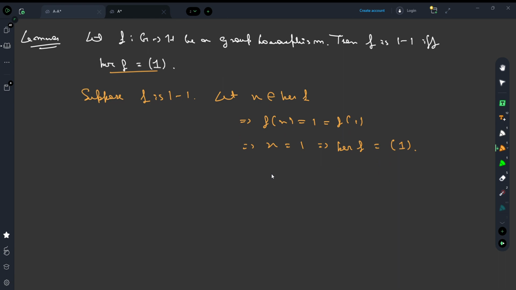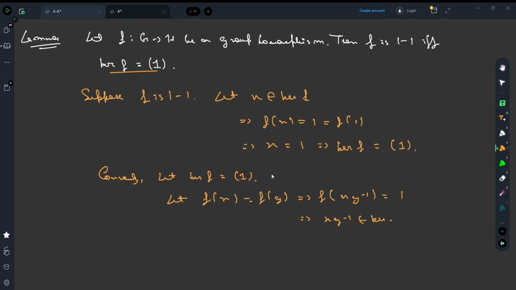Conversely, let the kernel of f be the trivial group, and we're going to show that f is one-one. So let f(x) be equal to f(y), but this implies f(xy inverse) is equal to 1 by properties of homomorphism. But this means xy inverse is in the kernel of f. But the kernel of f contains only the element 1. So xy inverse must equal 1, but then by right cancellation, x is equal to y.